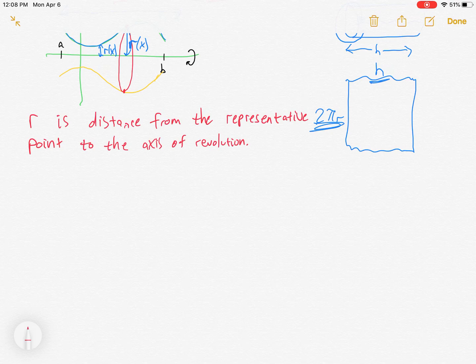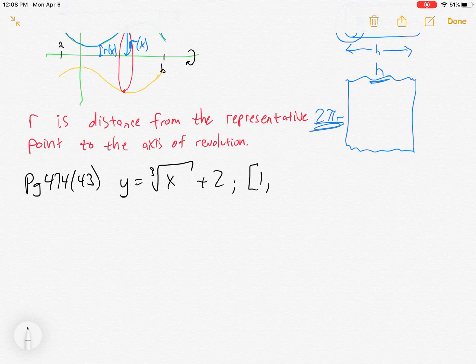Okay, let's do a couple examples. This first one is in your book, page 474, number 43. And they actually have a sketch for you. I'll do it as well, but it's the equation y equals the cube root of x plus 2, and here I'm using y, I could call it f of x. And we're only going to look at this from 1 to 8. Well, from 1 to 8, the cube root looks kind of like the square root. So I will try to make a sketch of this.